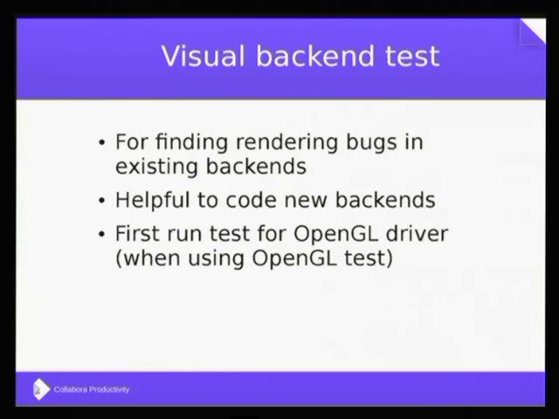So this can now be used for finding rendering bugs in existing backends. We can see how different backends draw, and maybe there are some bugs that need to be fixed. It would be very helpful when we get new backends, for example, a Qt backend could use these tests to see if rendering is okay or not. The main purpose is that when the user runs LibreOffice for the first time, you can test if the OpenGL driver misbehaves or if it's okay. So we could disable OpenGL and fall back to the software renderer instead.